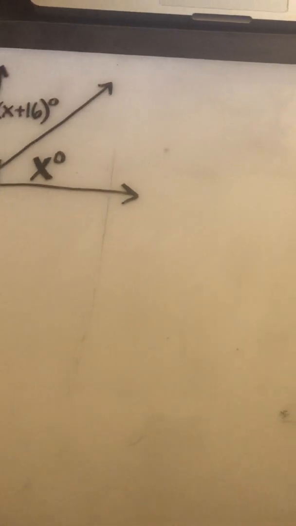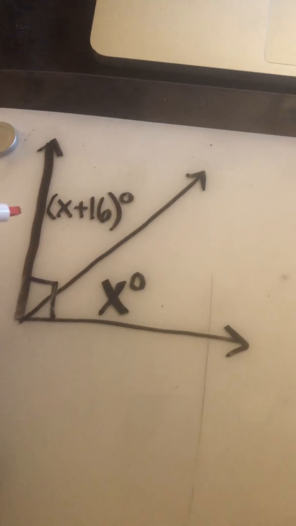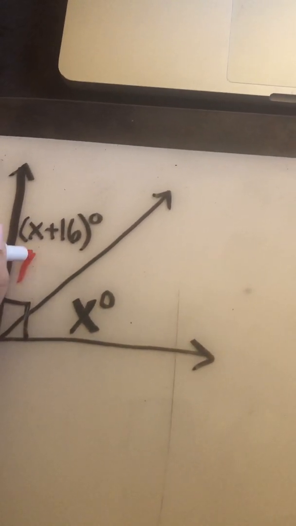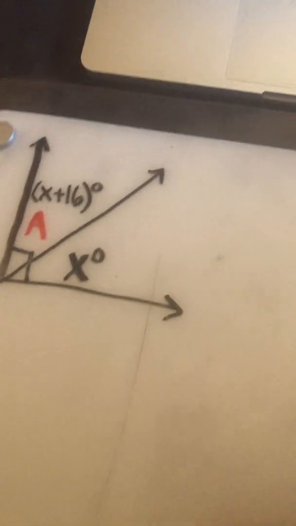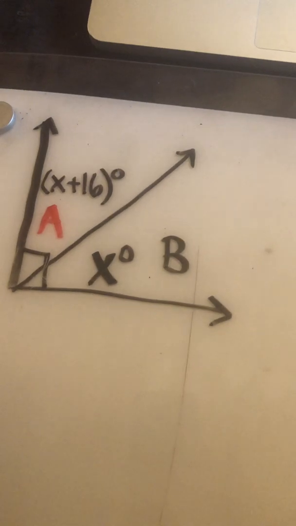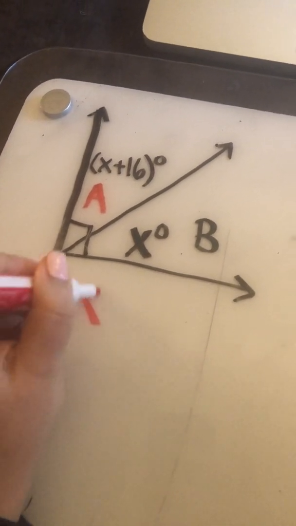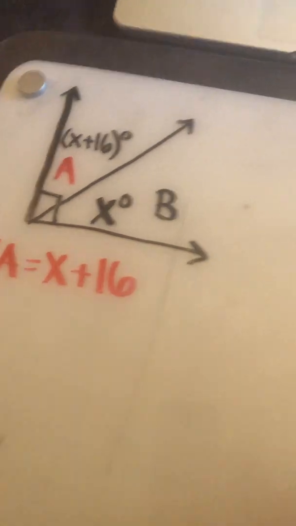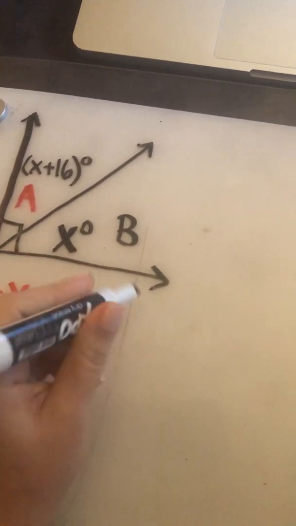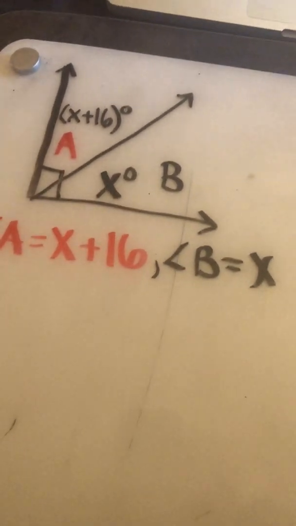So here's the same question, and this is how you're going to go about answering these types of questions. The first thing I want you to do is, if there's not a name on the angles already, I want you to name them. In my lesson, I name them angle A and angle B, just to keep it simple. So angle A is going to be equal to x plus 16. And then angle B is going to be just x. So that's the first thing.